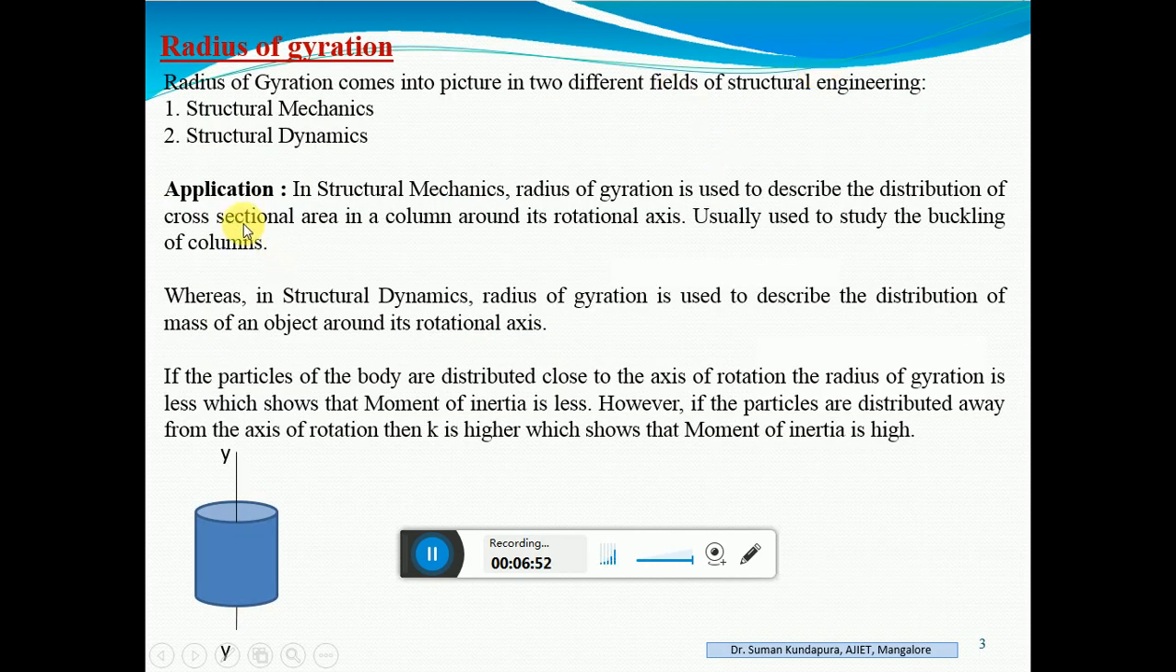Okay, whereas that's what it says, that radius of gyration is used to describe the distribution of cross-sectional area in a column around its rotational axis. Its application is in studying the buckling of columns. Columns are basically the structural components of buildings, and buckling of the columns means bending of the column along the vertical axis. So to study that, this concept is used, whereas in structural dynamics, we are concentrating on the distribution of the mass of the object about its rotational axis.